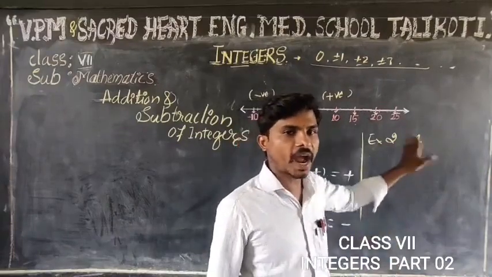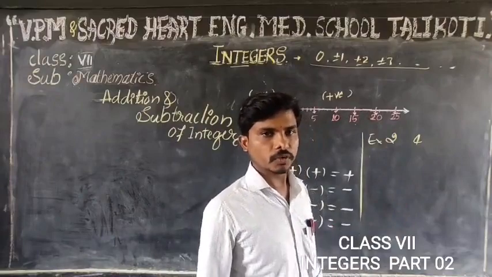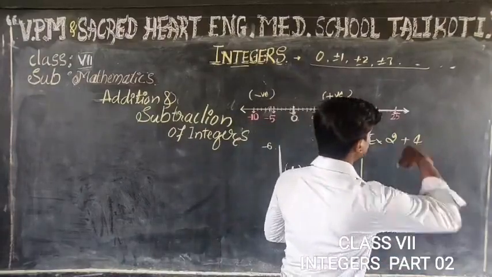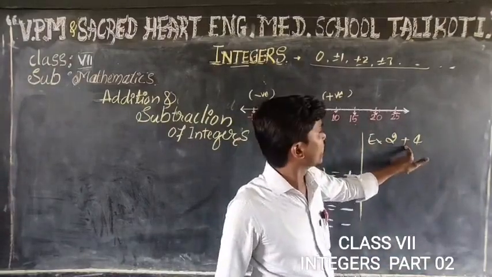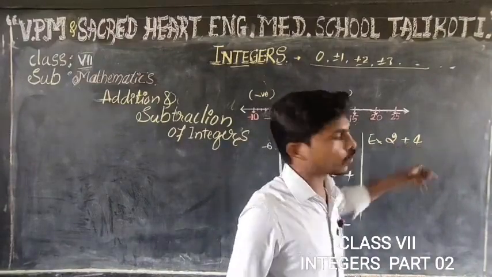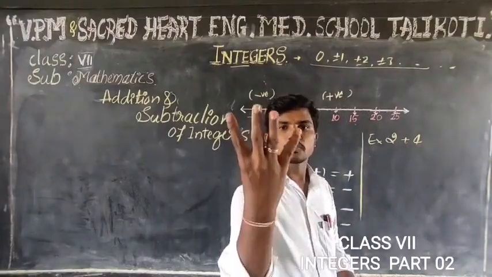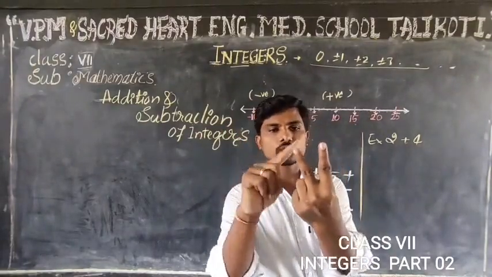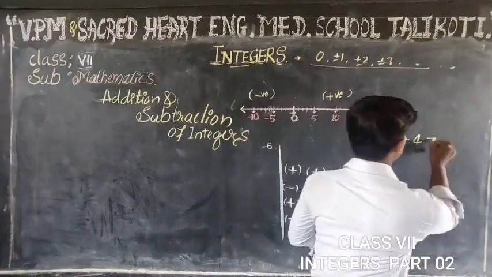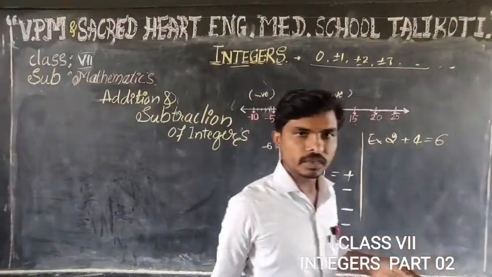If we are going to add these two numbers, what do we have to do? Yes, we simply keep the addition symbol: 2 plus 4. Yes, in the previous class you learned how to count the numbers. 4 plus 2: 4, 5, 6. Is it correct? Yes, our answer is 6.